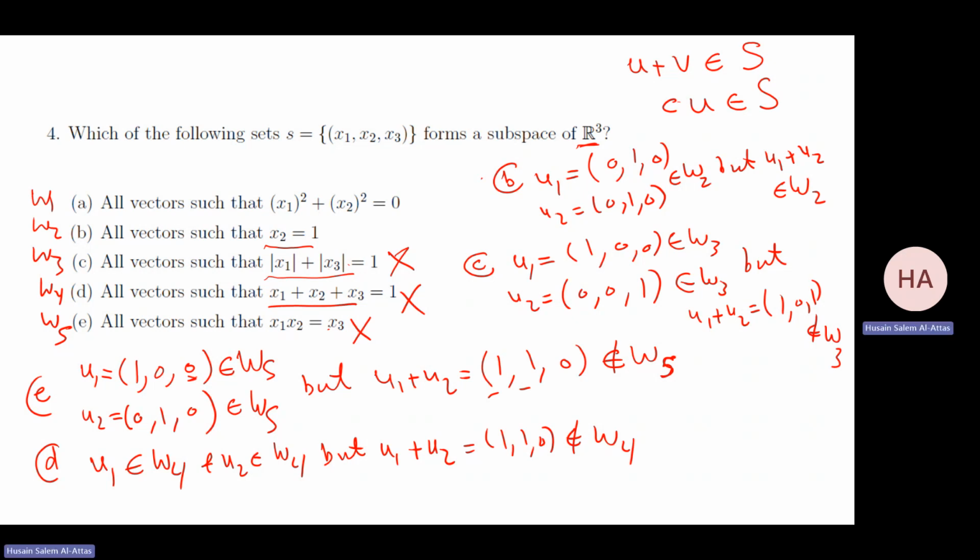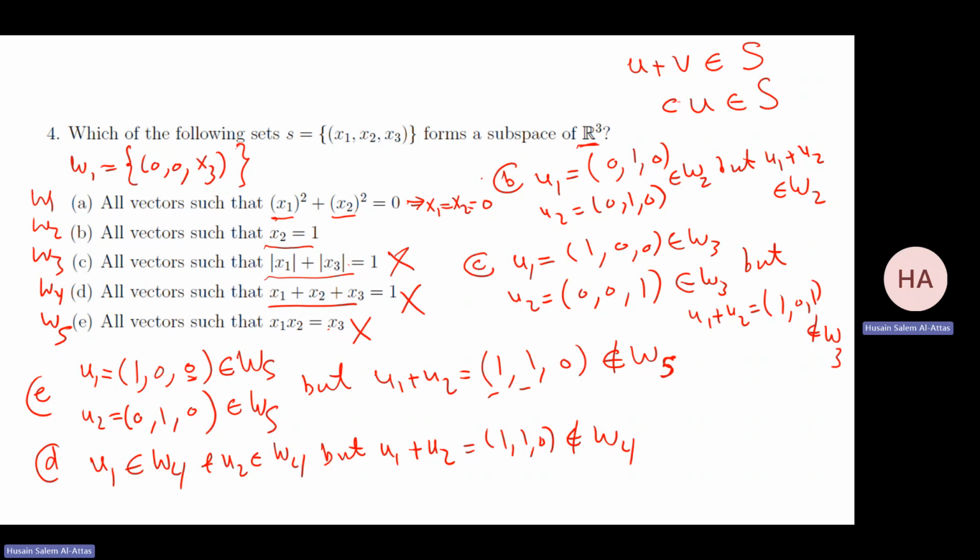This one, you need to notice something first. I have x1 squared plus x2 squared equals 0. Then that means when this is correct, x1 equals x2 equals 0. So my vector, my set W1, is (0, 0, x3). This will be my set W1.